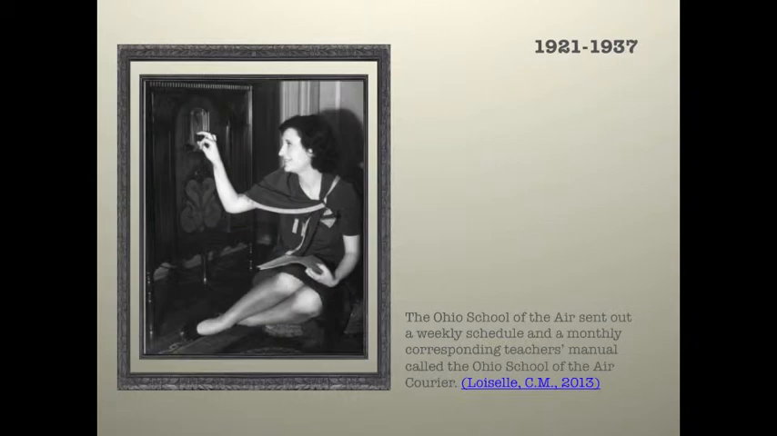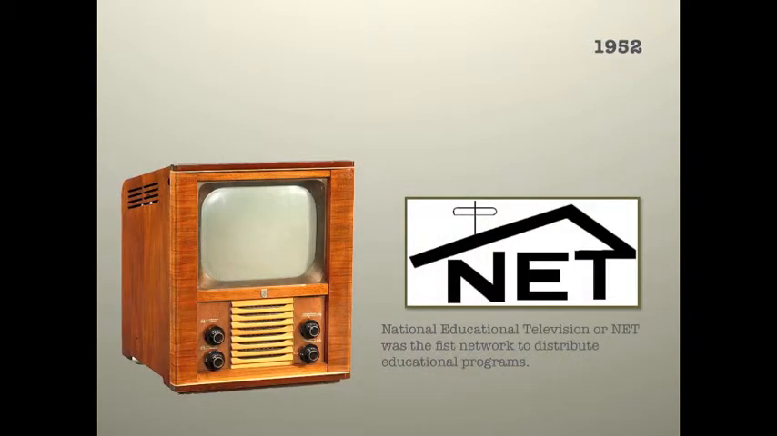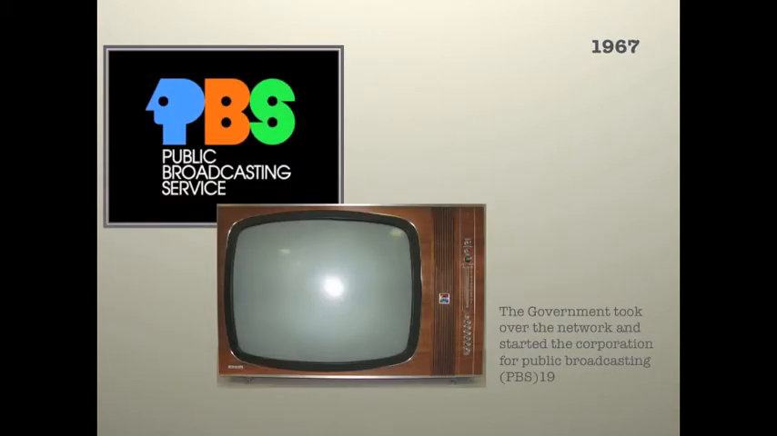Then in 1921, students could take classes with the help of radio. The Ohio School of Air sent out a weekly schedule and a monthly corresponding teacher's manual. During World War II, the military used training films to educate their troops. Then, in 1952, NET, or National Educational Television, became the first network to distribute educational programs. That lasted till 1967, when the government took over the network and named it the Public Broadcast Service, or PBS.